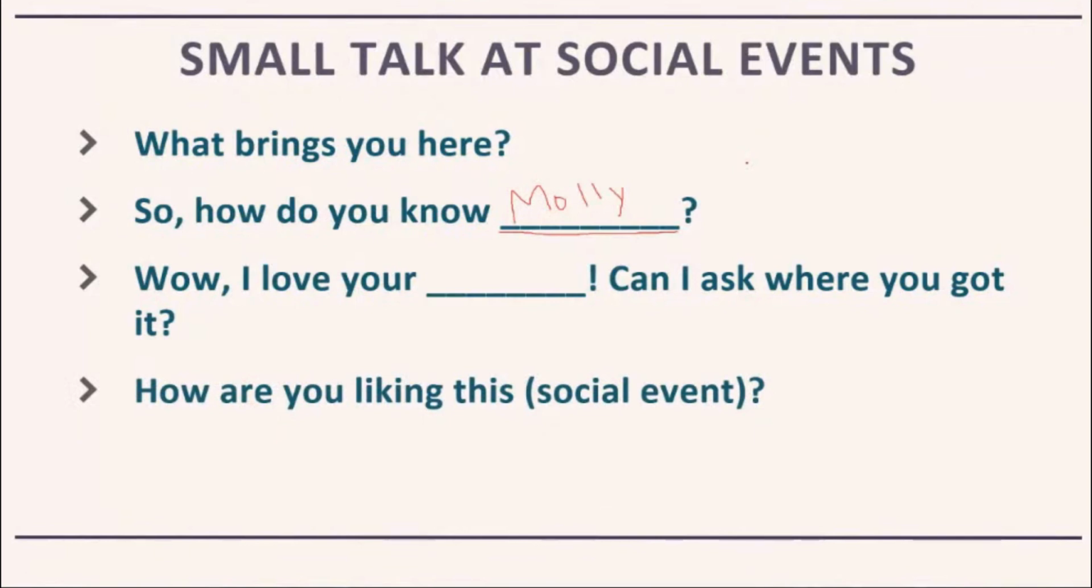So we have two more. The next one for a social event is, how are you liking this (social event)? So we don't say social event. This is in what we call these parentheses. Why? Because we would replace this with a word like party.